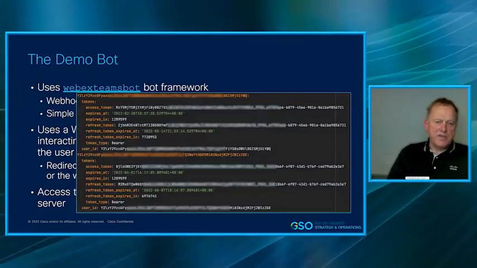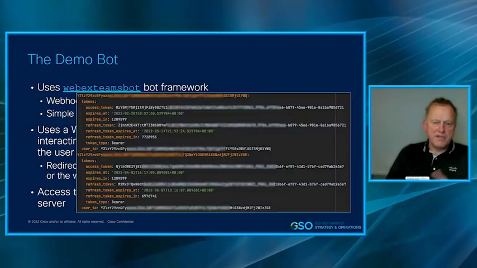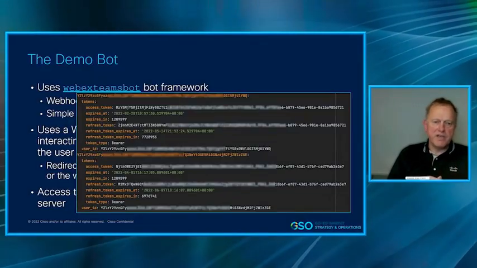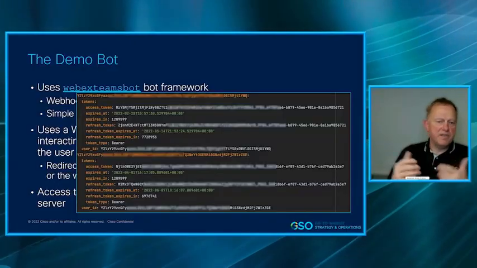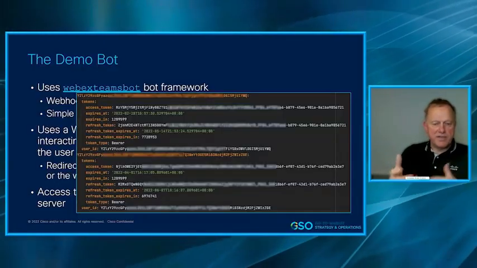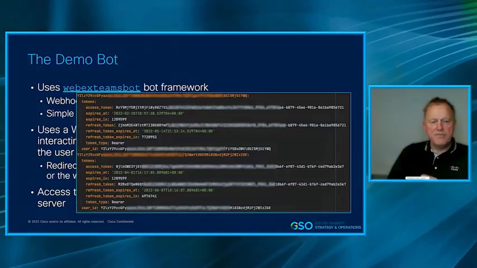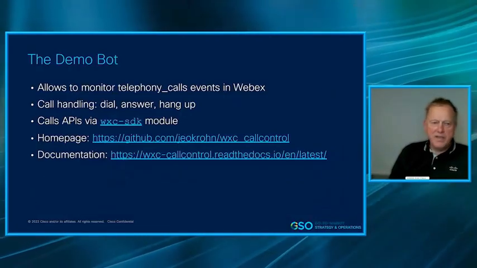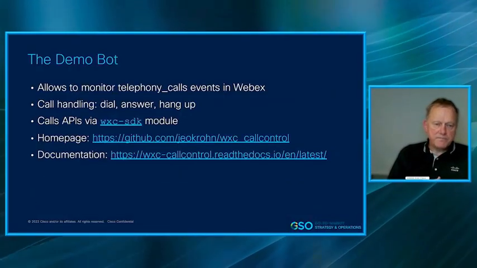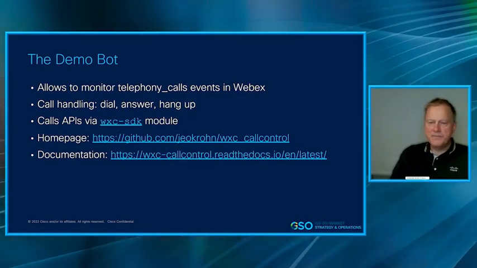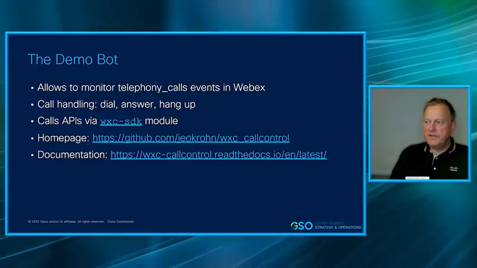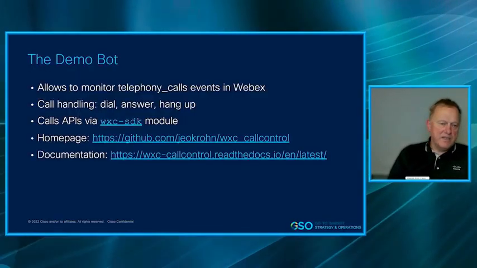And this is how the local file looks. As you can see, for every user ID we cache the access tokens that we got, with the expiration time. And then whenever that user comes back and chats with the bot, we can pull up these tokens again and reuse them. What the demo bot does is it allows you to monitor telephony call events.